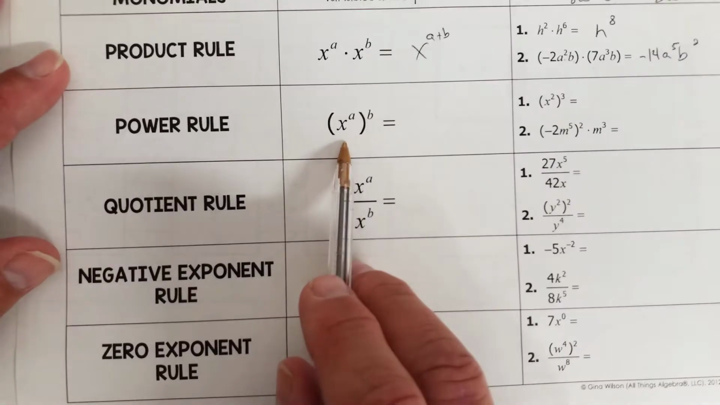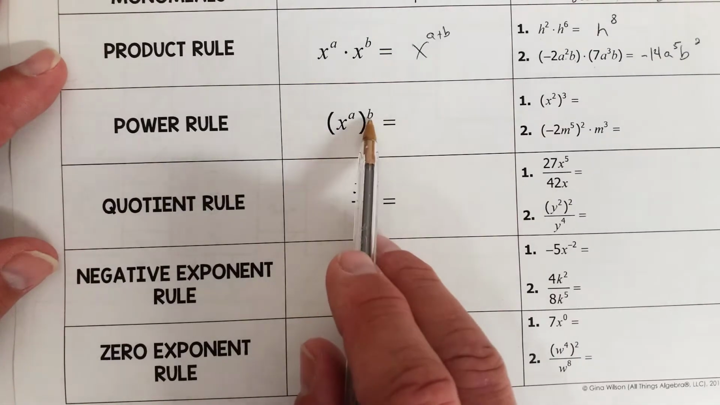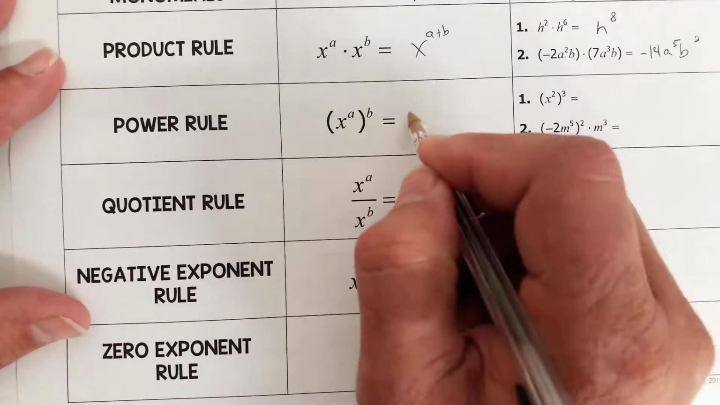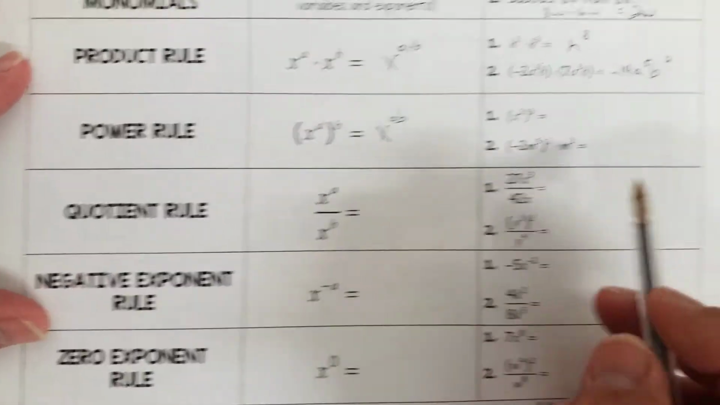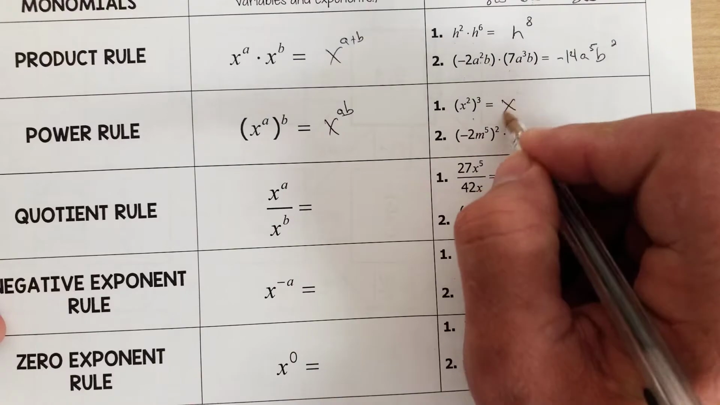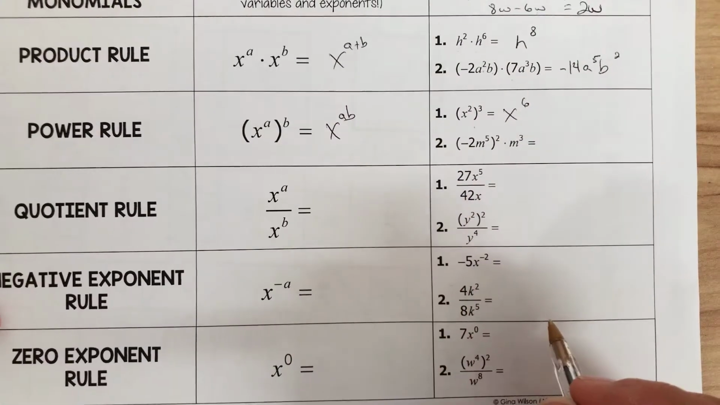If it's a power rule, this is the one where you have the parentheses and you have the exponent right outside it. So you're going to multiply the exponents. So here, this would give you x to the 2 times 3, which is 6.